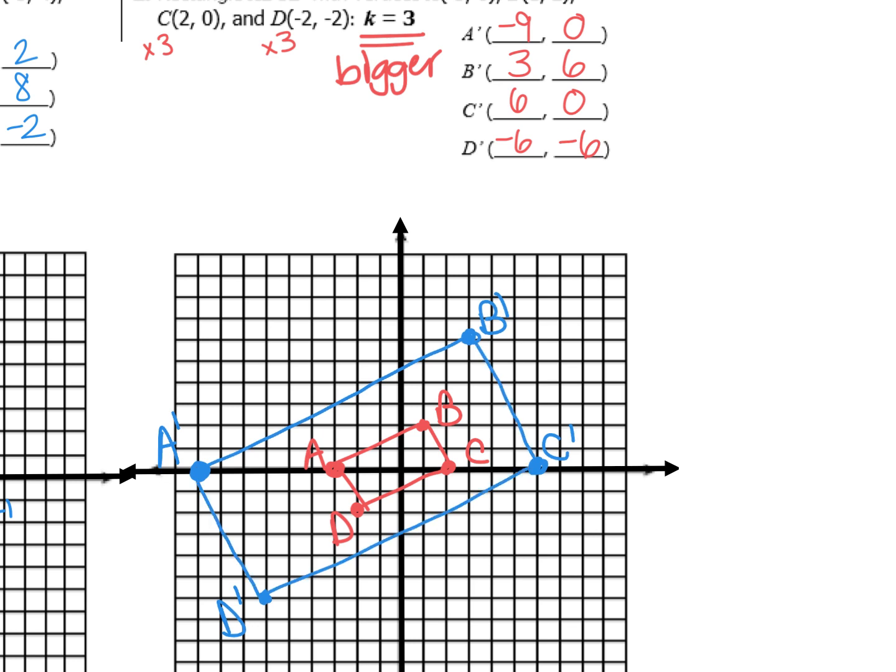So this is the only one where our shape is going to change size. A dilation is the only time we will change size. It should still be the same shape, so notice I still have a rectangle, it's just a bigger rectangle. For translations, reflections, and rotations, remember the shape does not change size.